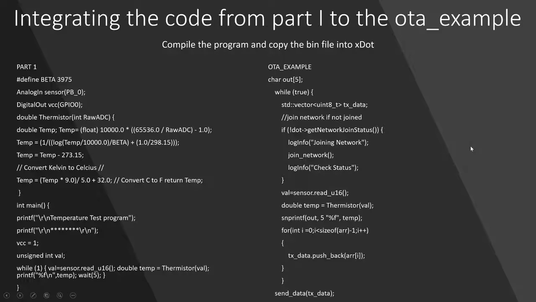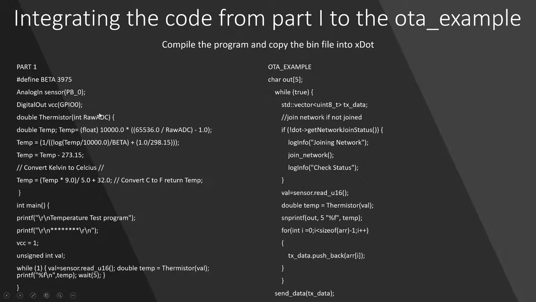debug port. And after that, we needed to integrate the code from part 1 into the OTA example. So we were using a thermistor to do that. So what modifications did we make to the code? The modifications were this. The beta value of the particular thermistor which we took was 3975, and we set it over here in the code.